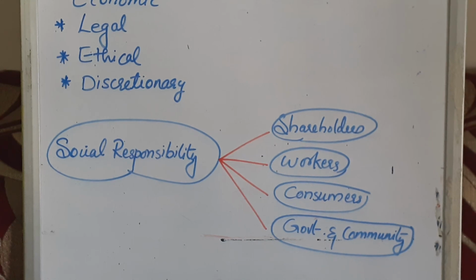And the last one is responsibility towards government and community. An enterprise must respect the laws of the country and pay taxes regularly and honestly. It must behave as a good citizen and act according to the well accepted values of the society. It must protect the natural environment and should avoid bad effluents, smoky chimneys, ugly buildings, unhealthy working conditions, etc.